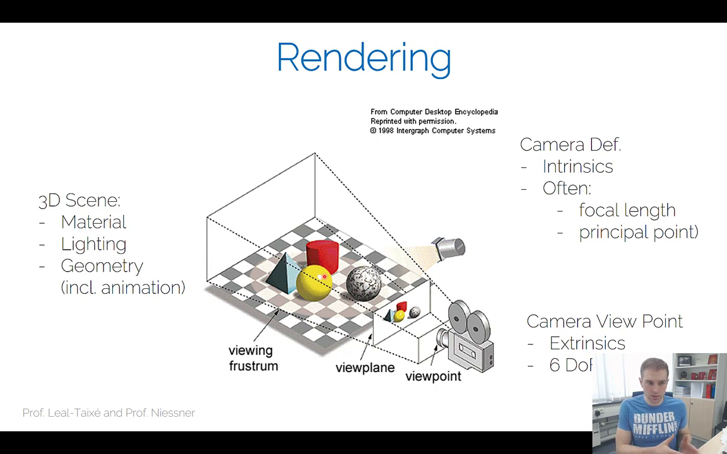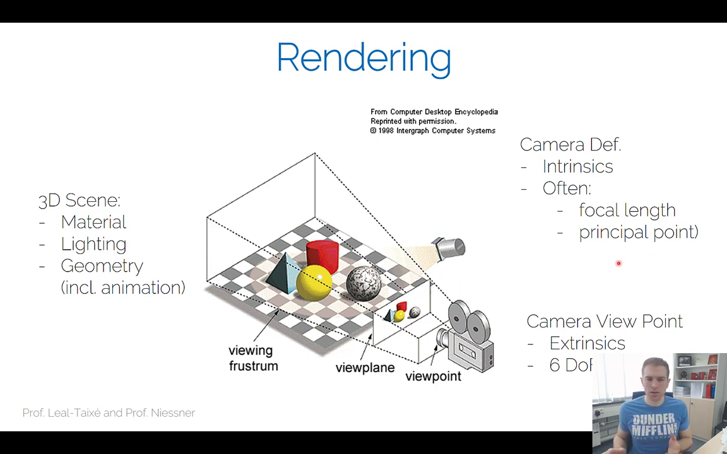And now in order to take that scene representation and make an image out of it, you need to define the camera parameters. And you have two types of camera parameters. You have the intrinsic camera parameters. That's basically how the projection matrix works, right? How do you go from a current viewpoint into a 2D image plane, right? And that essentially defines things like depth of field, motion blur and stuff like this you would have here.